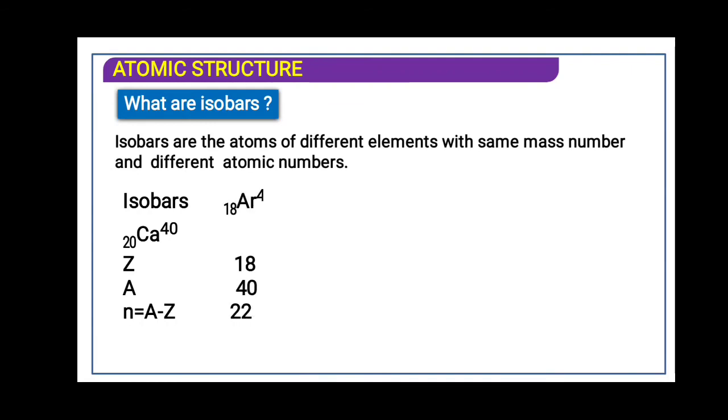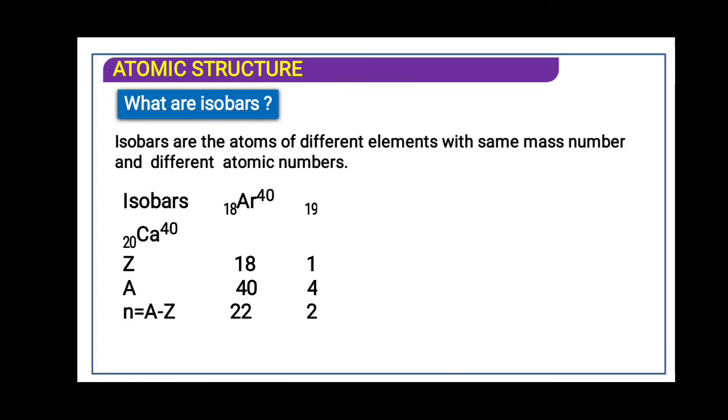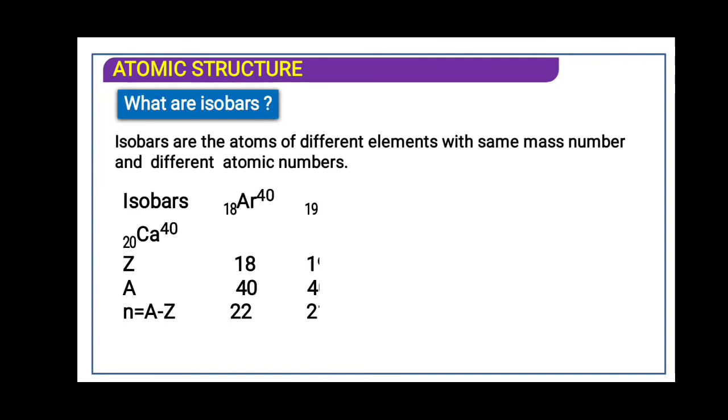Neutron number: for calcium, 40 minus 20, that is 20; for argon, 40 minus 18, 22; and for potassium, 40 minus 19, that is 21; and for calcium it is 20. So what are isobars? Isobars are atoms of different elements with the same mass number and different atomic number.